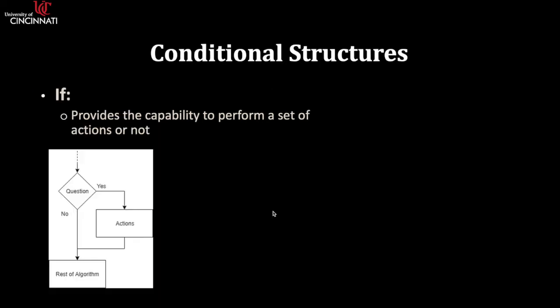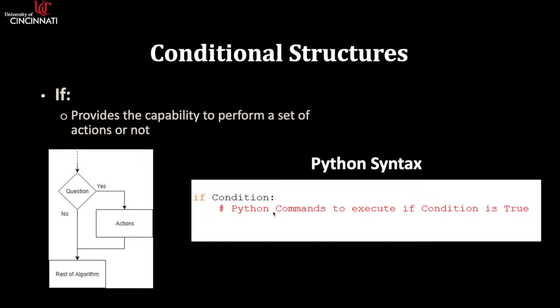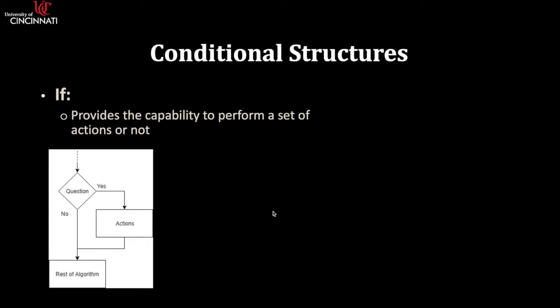In Python, we have three different types of conditional structures. The first type of conditional structure is an if conditional structure. So in an if conditional structure, it has the capability to perform a set of actions or not. So we ask a question, and if the answer is yes, then we perform a certain set of actions. If the answer is no, we move on to the rest of the algorithm.